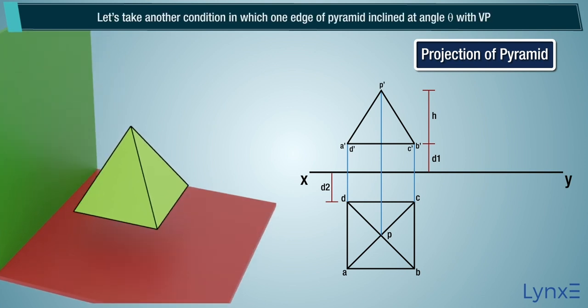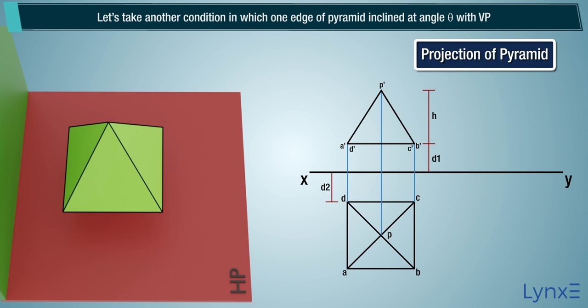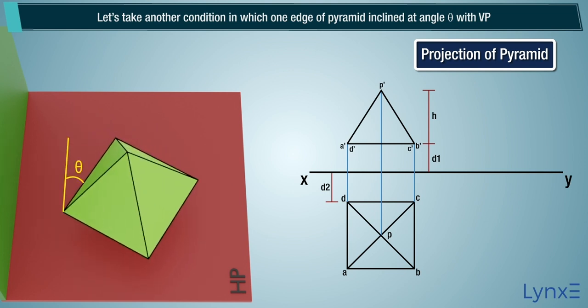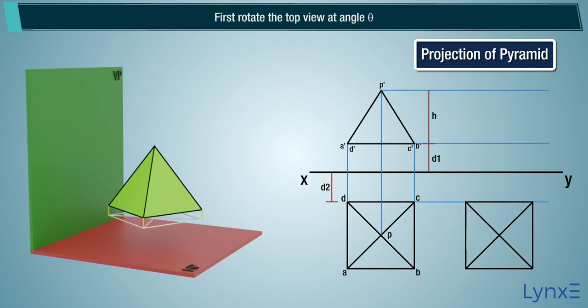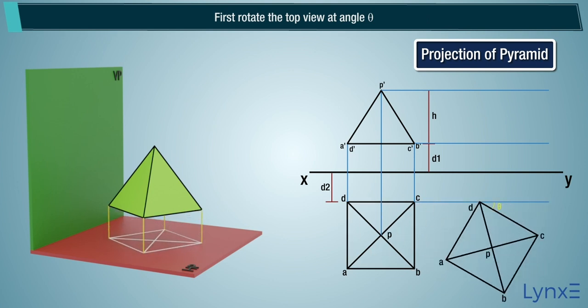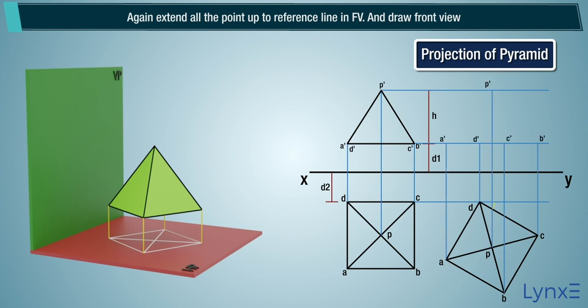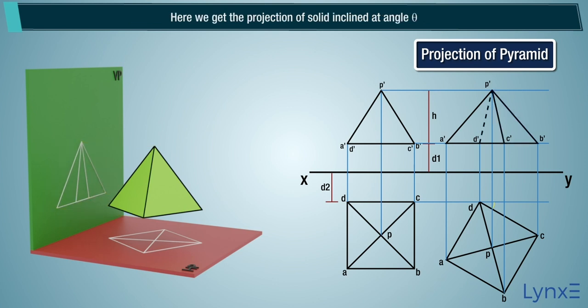Let's take another condition in which one edge of the pyramid is inclined at angle theta with VP. To get the projection views, take a reference of the first condition. First, rotate the top view by angle theta. Again, extend all the points up to the reference line in FV and draw the front view. Here, we get the projection of the solid inclined at angle theta with VP.